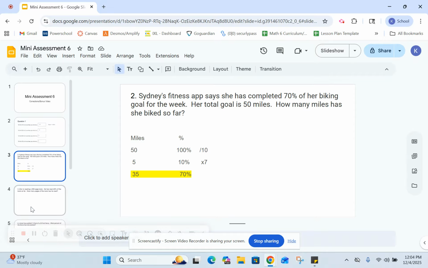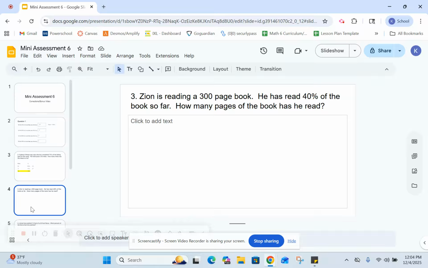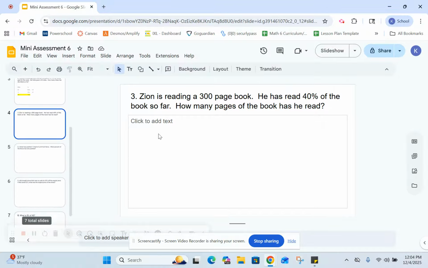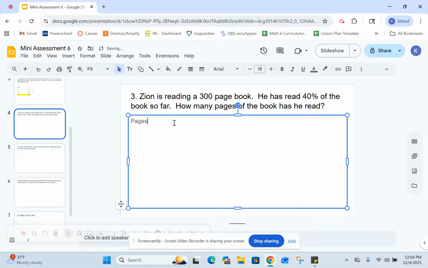All right, let's move on to number 3. Zion is reading a 300-page book. He has read 40% of the book so far. How many pages of the book has he read? So, let's make another T-chart. We have pages and we have the percentages. All right, so the total of the book is 300 pages. So that is going to match with, that's right, 100%, because that is the total.